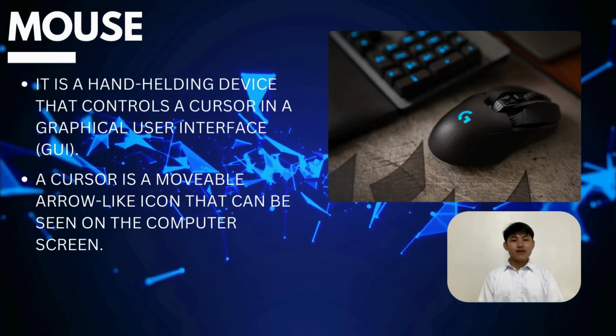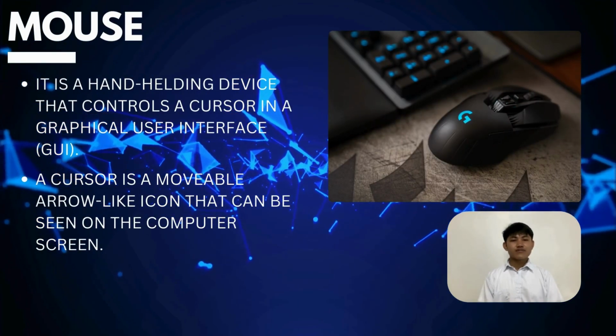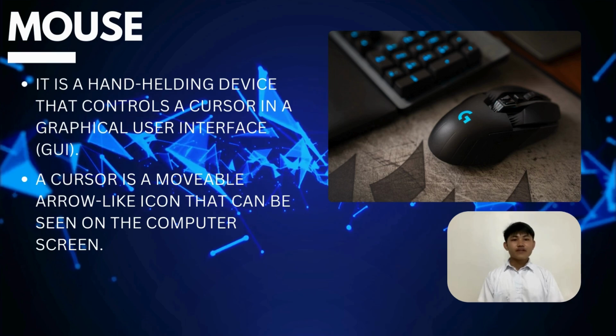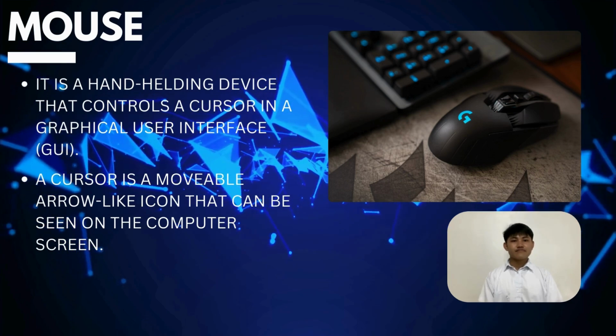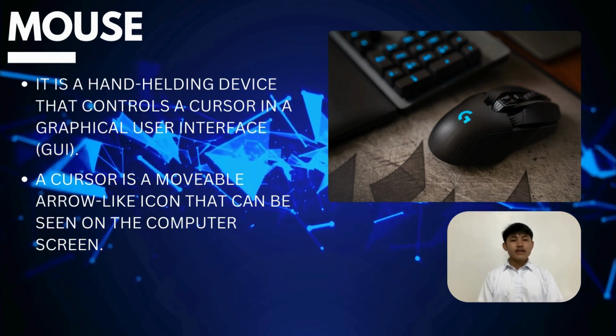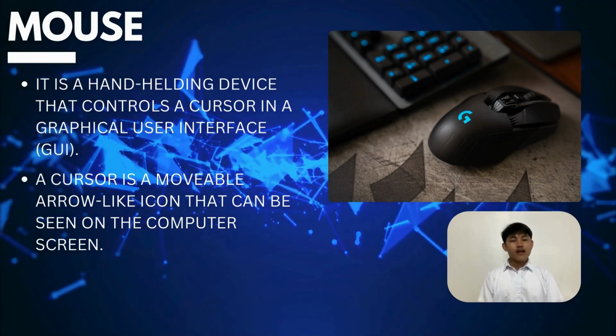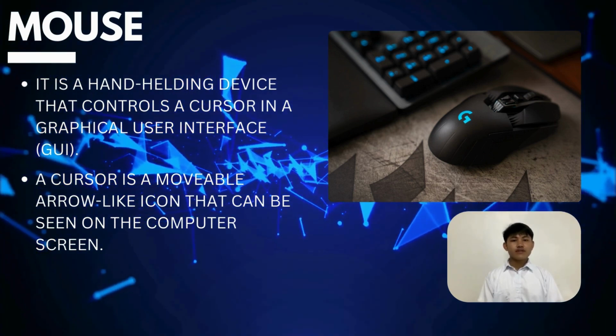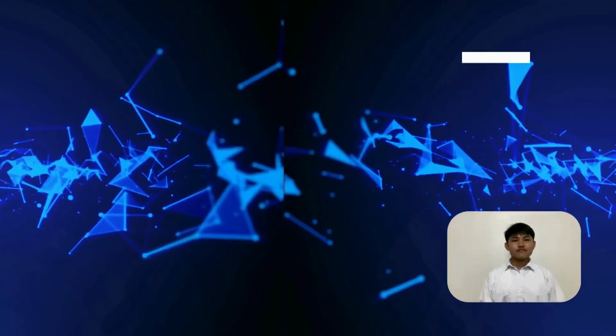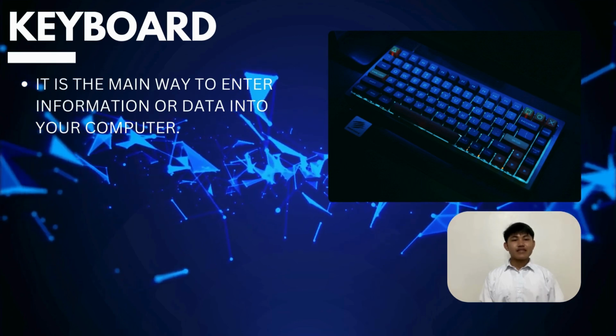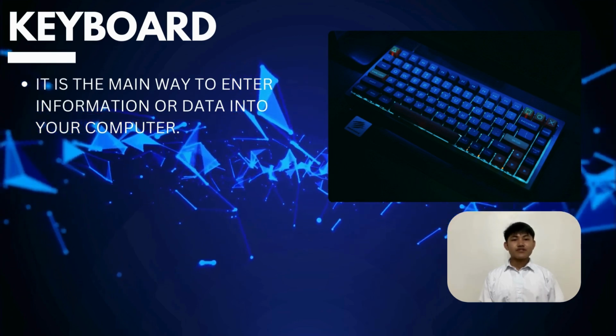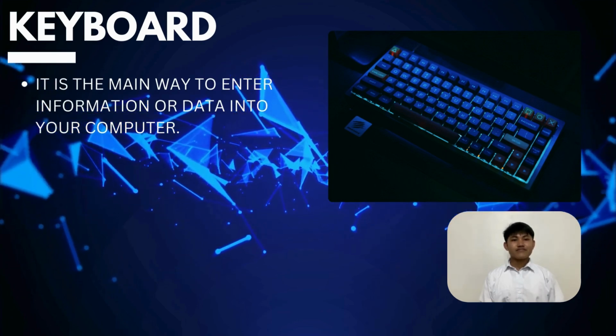Mouse. A mouse is a hand-held device that controls a cursor in a graphical user interface. A cursor is a movable arrow-like icon that can be seen on the computer screen. Keyboard. It is the main way to enter information or data into your computer.